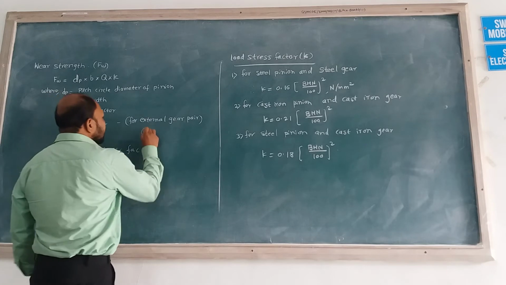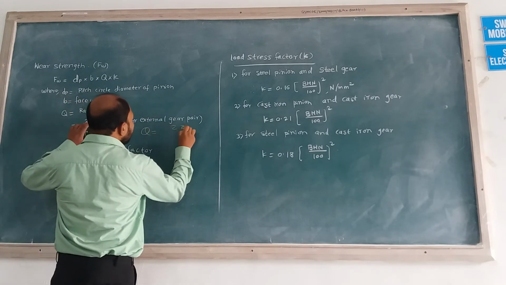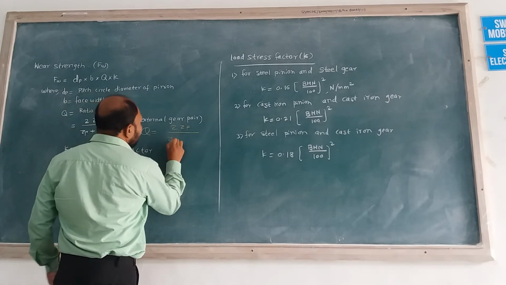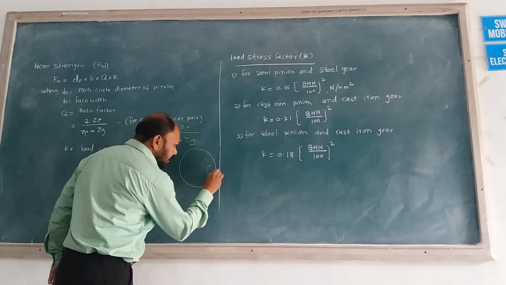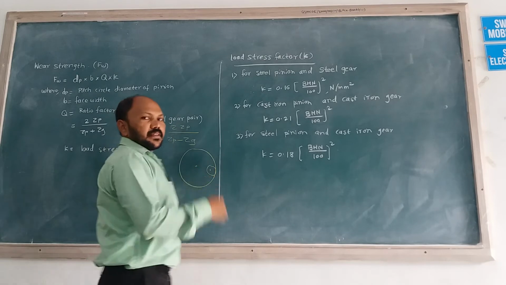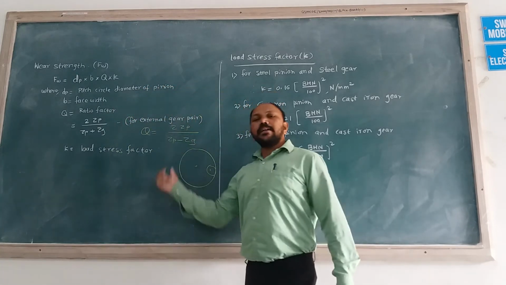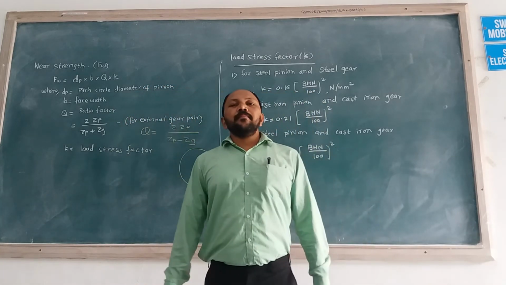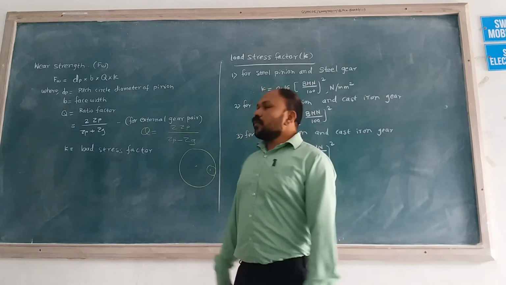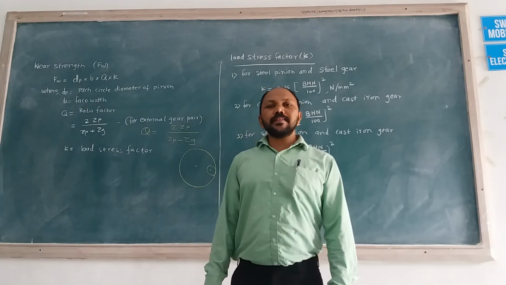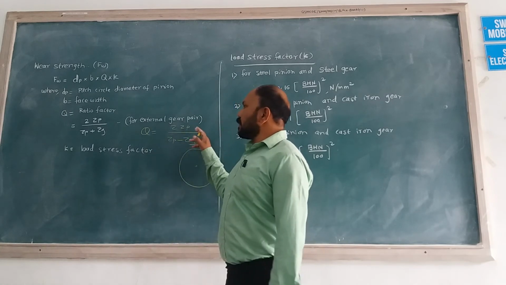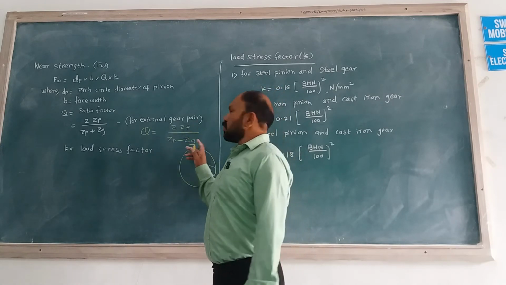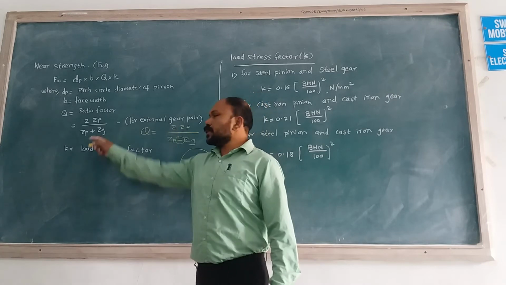If the gear pair is internal, then use Q equals 2 times ZP upon ZP minus ZG. If one gear is like this and another gear is in between this, so this is called an internal gear pair. Sun and planet gear is an example of this internal gear pair. For designing that type of gear, you use the ratio factor Q equal to 2 times ZP upon ZP minus ZD. Use the minus symbol here in place of plus.